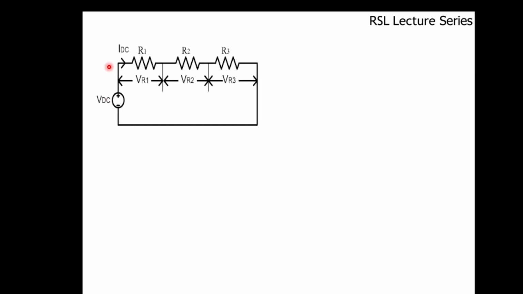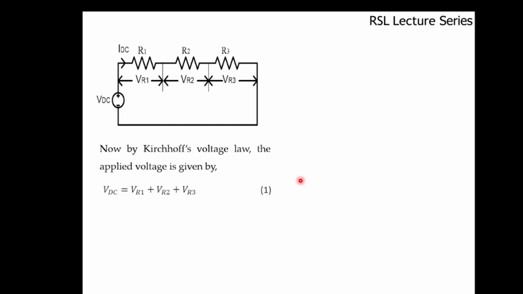Now let us consider this series circuit. Here three resistors R1, R2 and R3 are connected in series. VDC is the DC supply voltage. This voltage gets divided into VR1, VR2 and VR3, and the current will start flowing through the circuit. This is IDC, which will remain constant. Now we'll apply Kirchhoff's voltage law in the above circuit. We can write VDC is equal to VR1 plus VR2 plus VR3. Let this be equation number 1.